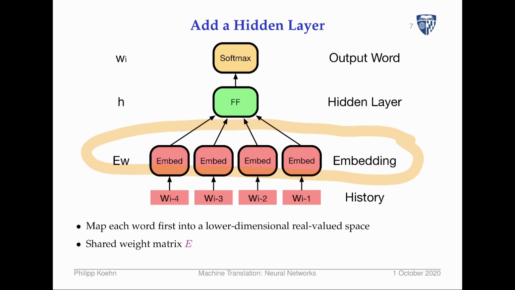So the idea is to first map each word into a lower dimensional, real valued space. And you can have then a shared weight matrix E that you apply to each word. So it doesn't matter if it's the forward prior, two-word prior, or the preceding word. You're always going to use the same embedding matrix to first have a word-specific embedding. So this really means that each word, no matter where it occurs, has a representation that is fixed.